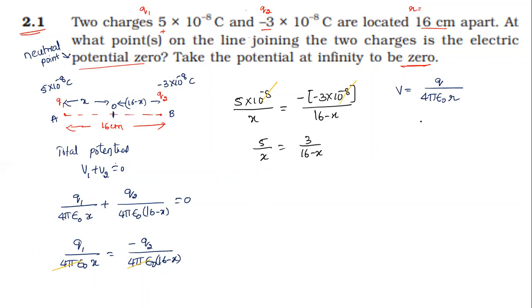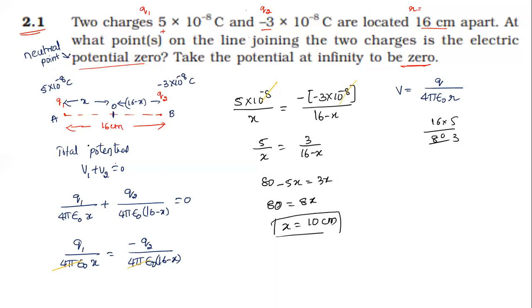We are going to do cross multiplication. So 16 fives are 80, so 80 minus 5x equal to 3x. So 80 equal to 8x, then x equals 10 centimeter. So X is 10 centimeter from Q1. And from Q2, it will be 16 minus 10, because X here is 10, so it will be 6 centimeter from Q2.